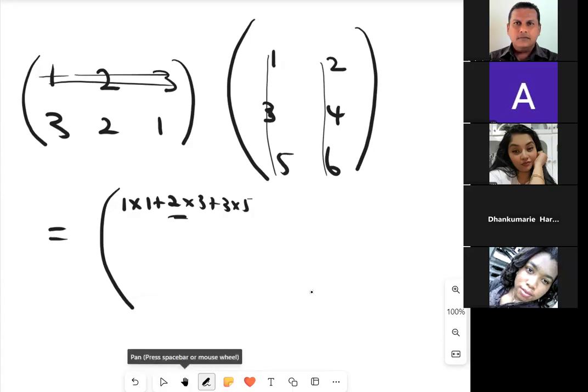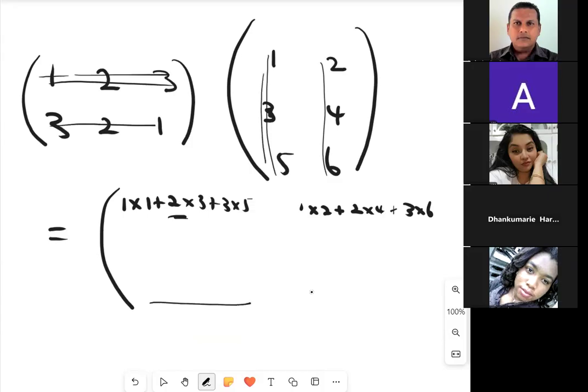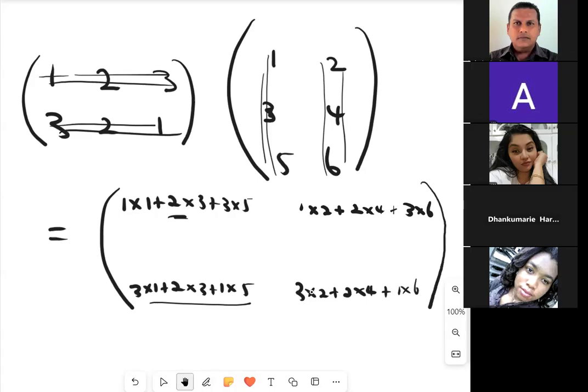Go in here. 1 by 2 plus 2 by 4 plus 3 by 6, right? And then take this row by this column now, and that's going here. 3 by 1 plus 2 by 3 plus 1 by 5, right? We'll simplify it later. And then we take a row by this next column here. So we get 3 by 2 plus 2 by 4 plus 1 by 6, right? And this is the matrix. So let's simplify that.